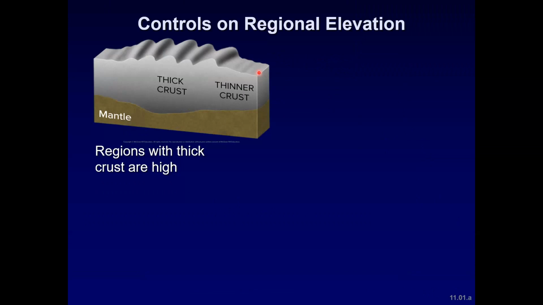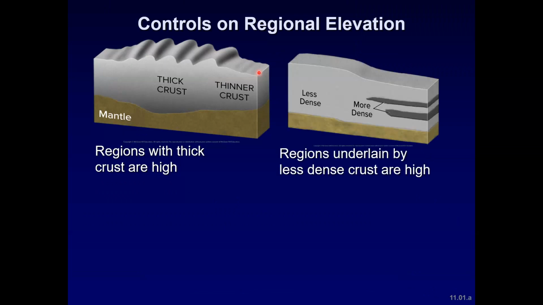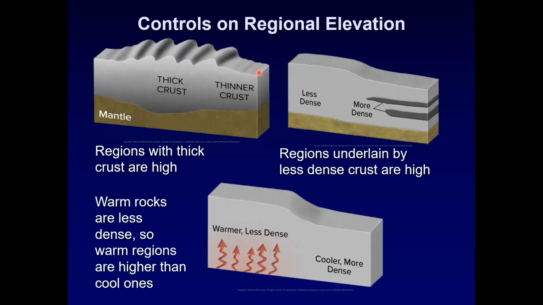Regions with thick crust are generally higher than regions with thinner crust. Regions that are underlain by less dense crust are higher than more dense crust. And then regions with warm rocks are less dense. Those rocks are less dense, so warm regions are higher than cooler regions. And you can see that in the block diagram here.